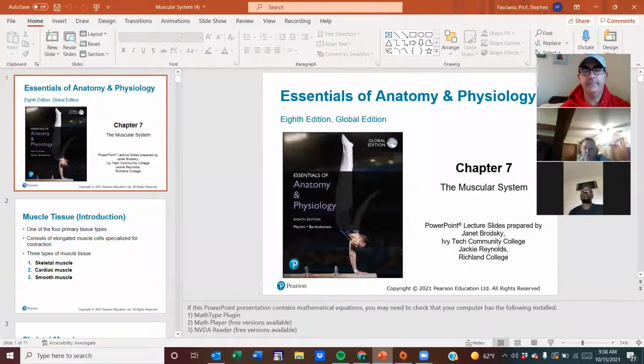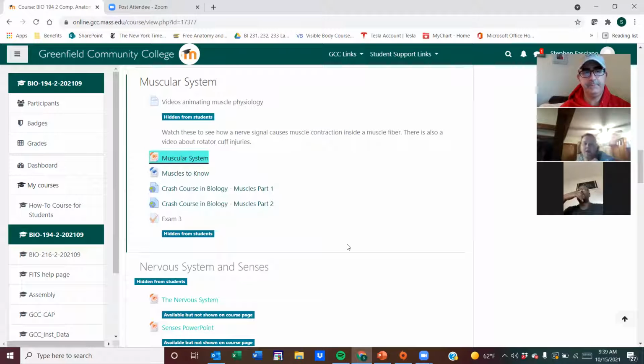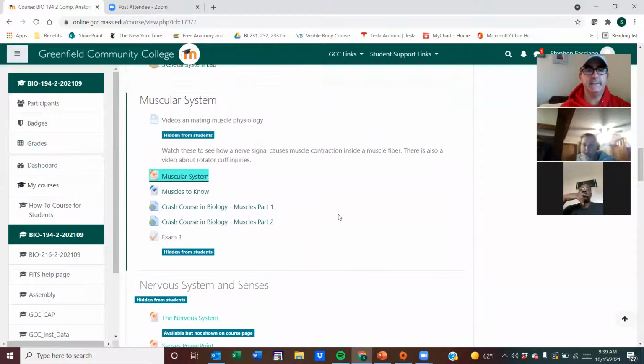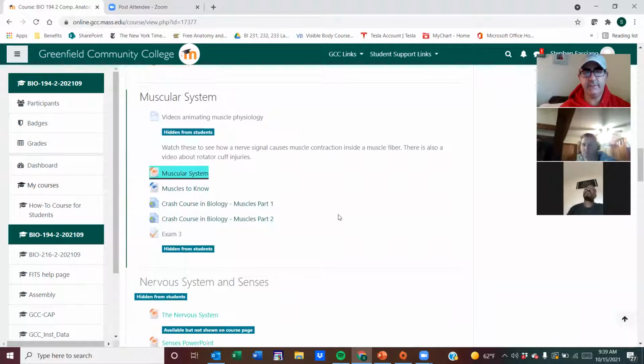But now today, what's up? On exam 3, is that only on chapters 6 and 7, or is that from 2 to 7? It's only on 6 and 7. It's only on the skeletal system, the muscles. Okay.